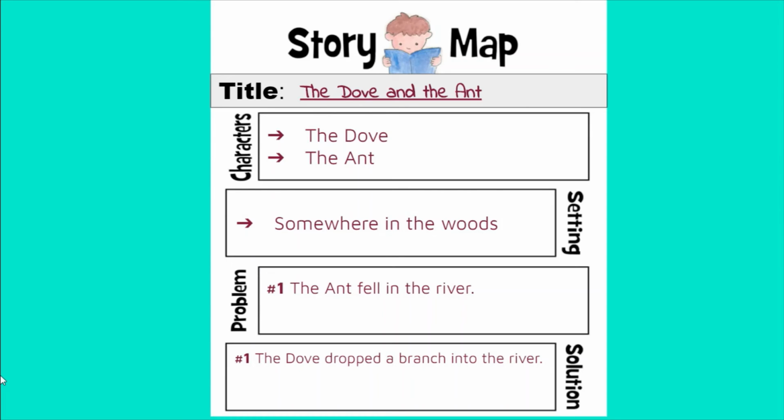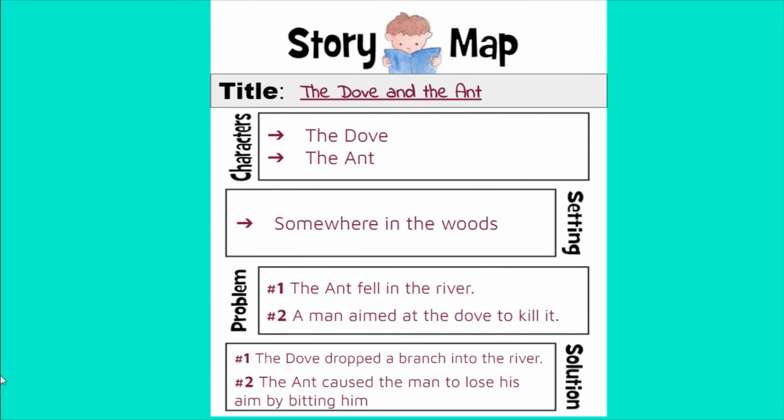Now, what is the second problem that we encountered? Yes, the second problem is that a man is trying to kill the dove, right? And what is the solution to that problem? This time it is the ant that comes to the rescue, by stinging the man, he causes him to lose his aim, and she saves the dove that way and repays her for her favor the first time. That's right. Good job.